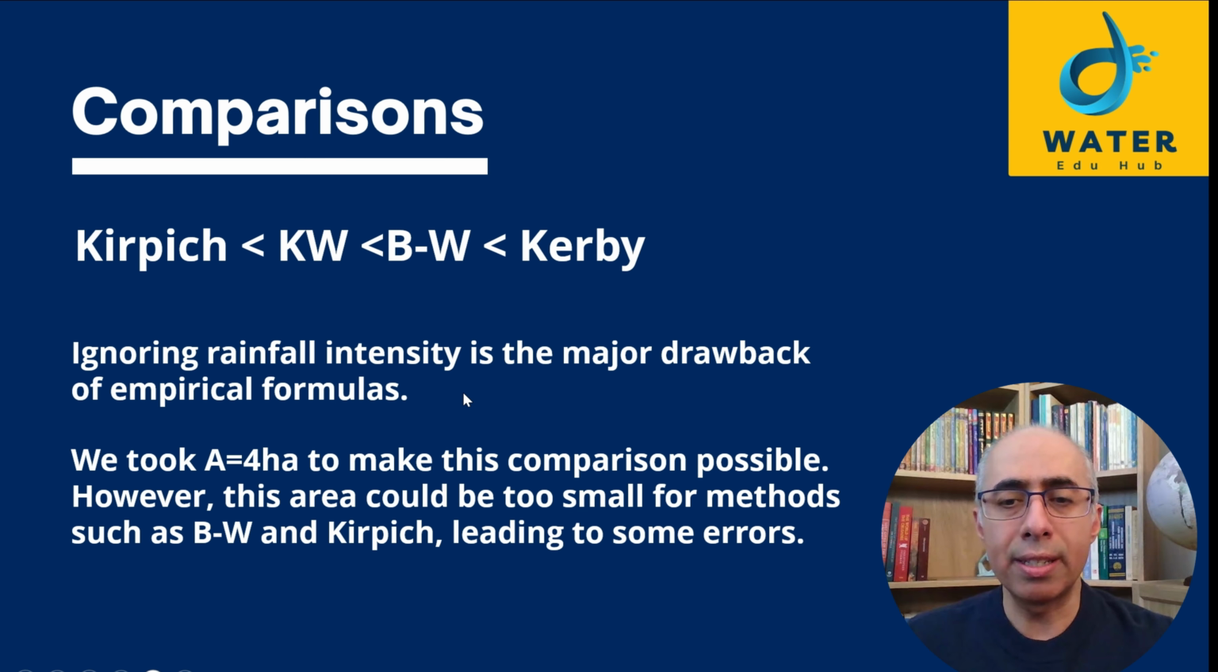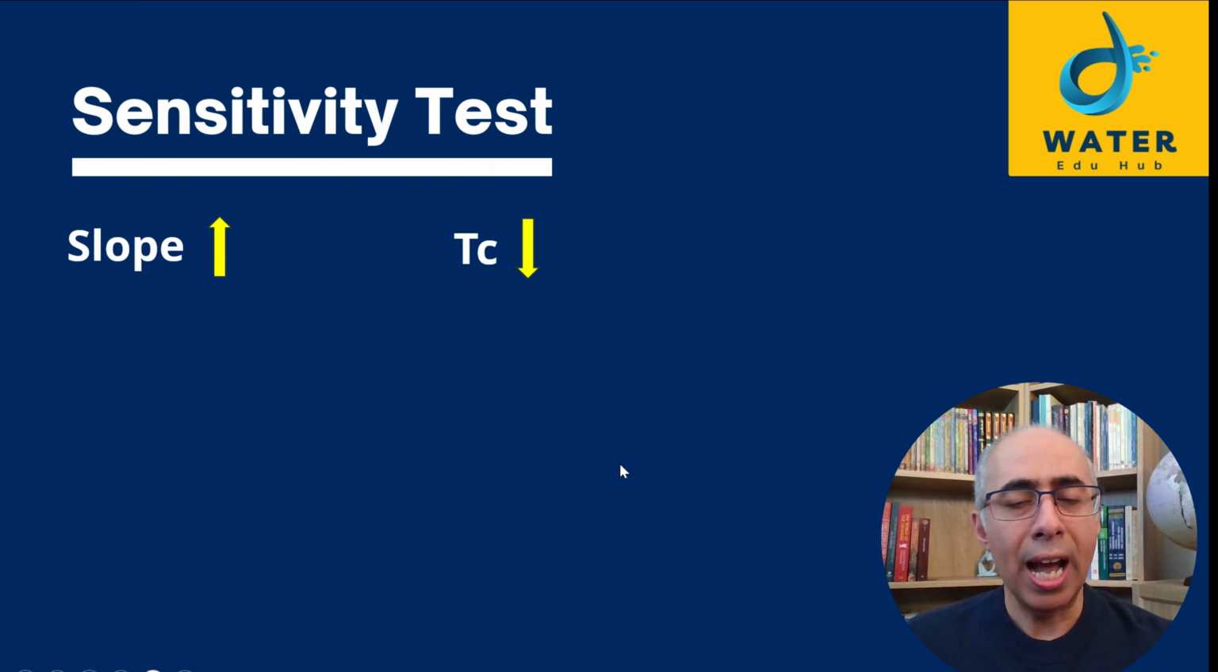Ignoring rainfall intensity is one of the major drawbacks of the empirical formulas. And the second point is that we assume the very small catchment. That may not be an ideal case for some of the models that are basically developed for large catchments. So we need to be careful about it, meaning that if we choose too small or too large catchments compared to those that have been used to develop a formula, may affect the accuracy of the results that we get from them. And finally, I want to show a bit of sensitivity test.